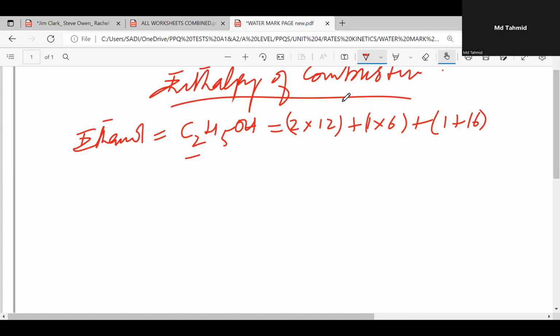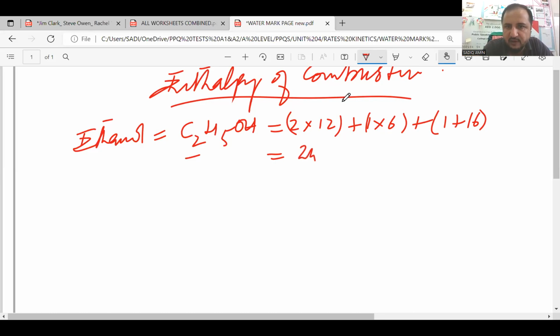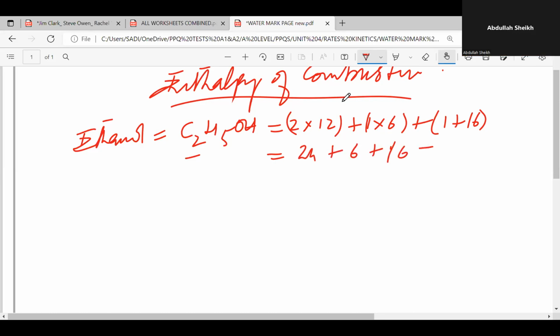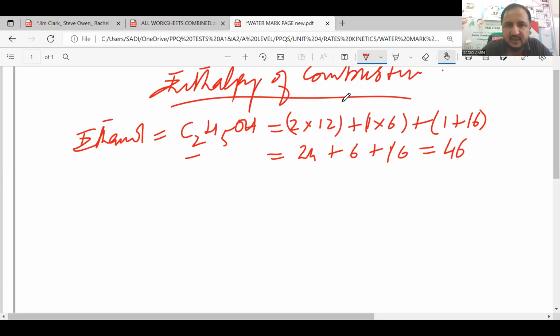So everything, the 12, the 6, and the 1 and the 16, I'm picking from the periodic table, the relative atomic masses. So the relative molecular mass is, if you add all these values together, 24 plus 6 plus 16. 36? Is it 36 or is it 46? Sir, 46. Okay, so it's 46. And what's the unit for it? These are 46 grams per mole. This is the MR of ethanol.